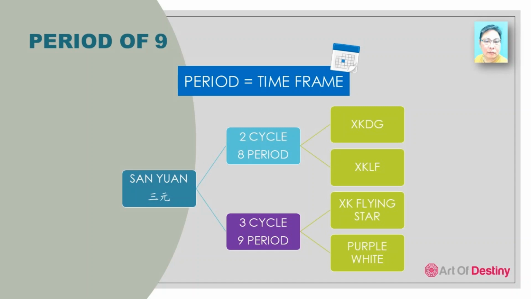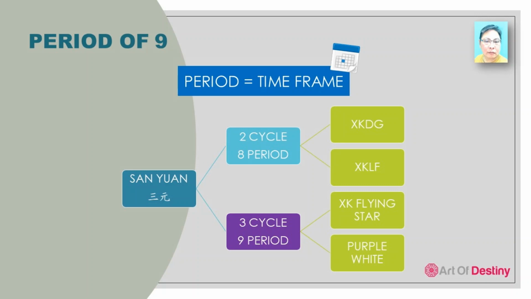Now this time frame comes from the San Yuan school of Feng Shui. Within the San Yuan school there are many subsystems, because San Yuan is just a very broad name, a category, an umbrella by itself. In this system, there are two distinct methodologies or tables. One is known as the 2-cycle 8-period system. The other one utilizes the 3-cycle 9-period system.